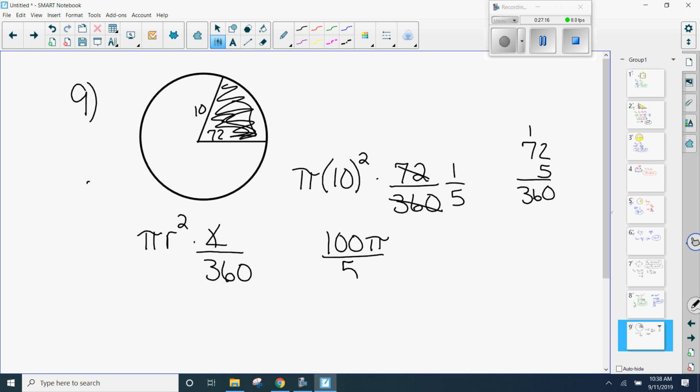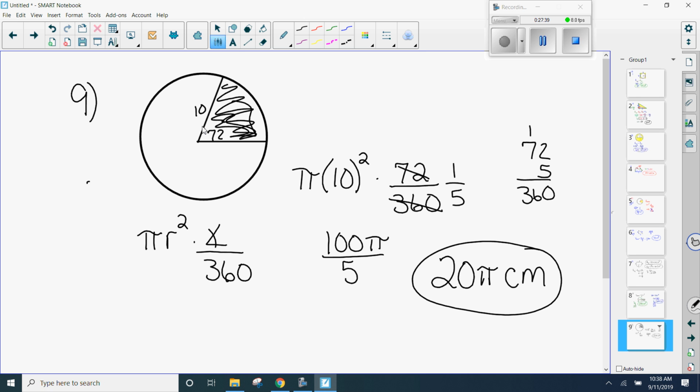Some of you said 100 pi times 1/5. What's 1/5 times 100? Or what's 100 divided by 5? 20. So your answer needs to be written as 20 pi, and your units are centimeters. Do you see how you perform those calculations? Some of you said it's the calculations that you were struggling with. Oh, units squared. Thank you. Units should be squared.